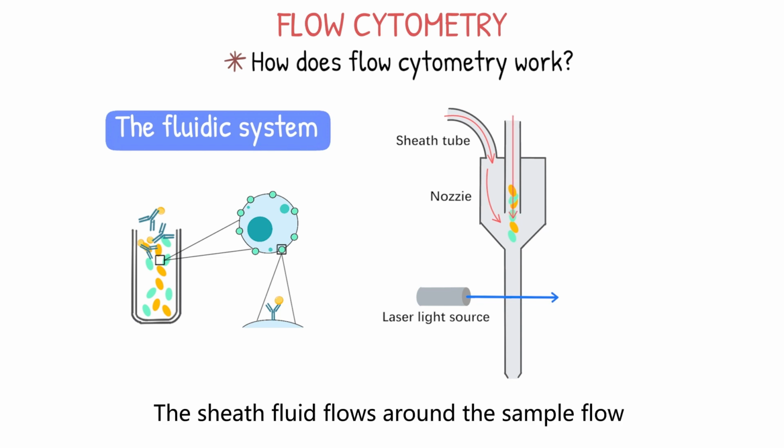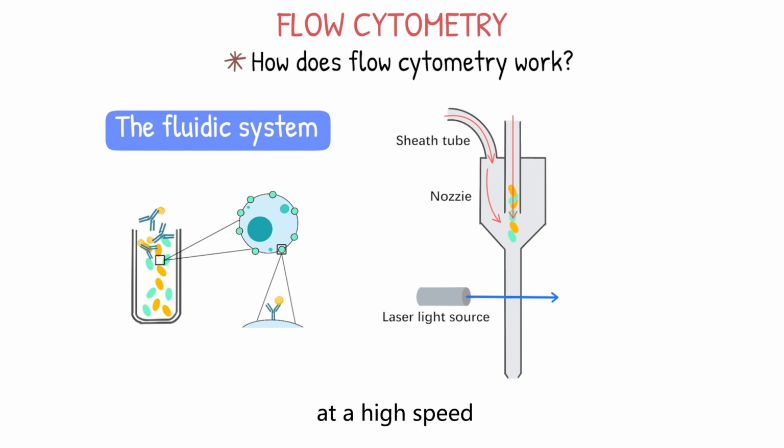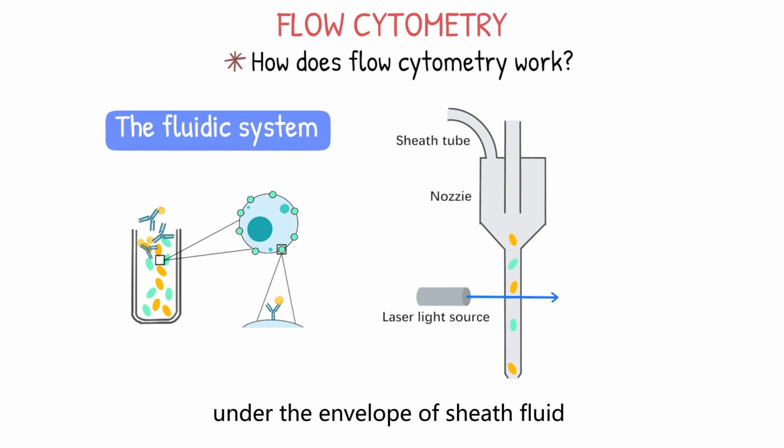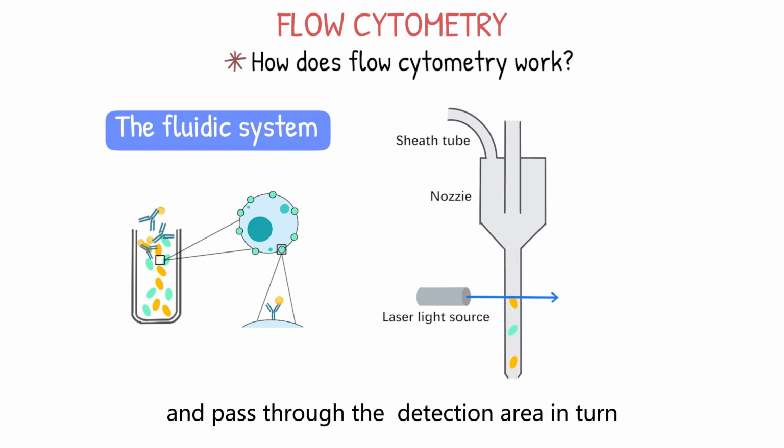The sheath fluid flows around the sample flow at a high speed, similar to the principle of laminar flow. The cells to be tested are arranged in a single row under the envelope of sheath fluid and pass through the detection area in turn.